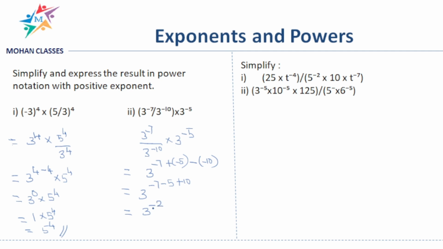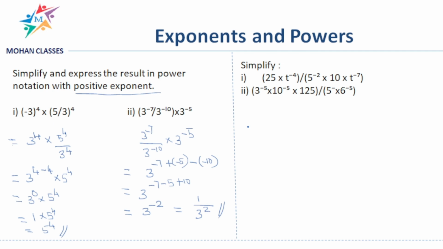Is it correct? What do we have to do? Here we have to express a positive exponent. Here it is a negative exponent, right? So we have to convert into a positive. What will happen? 1 divided by 3 square. Now it is a positive exponent. Understand?